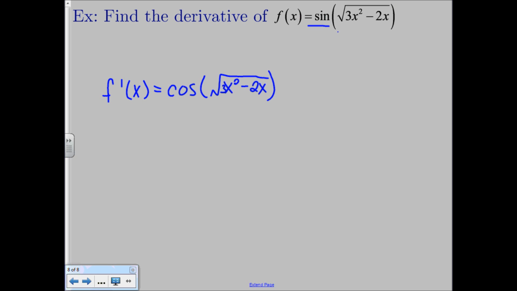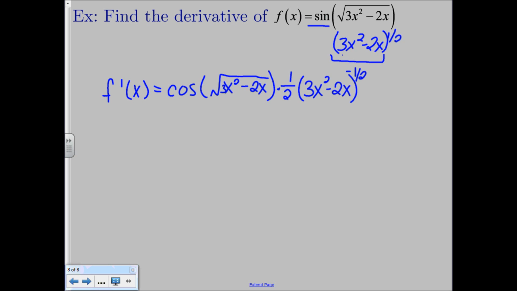And maybe off to the side we'll rewrite what that is. This is really just 3x squared minus 2x raised to the 1/2 power, just to make it easier when we have to apply our power rule for that. The next thing I hit, moving inwards on my function, is the square root function. So now I'm going to take the derivative of that and multiply by what we already have. Taking the derivative of that square root, we're going to bring down the 1/2, leave the inside alone, 3x squared minus 2x, and subtract 1 from our power, to get negative 1/2.